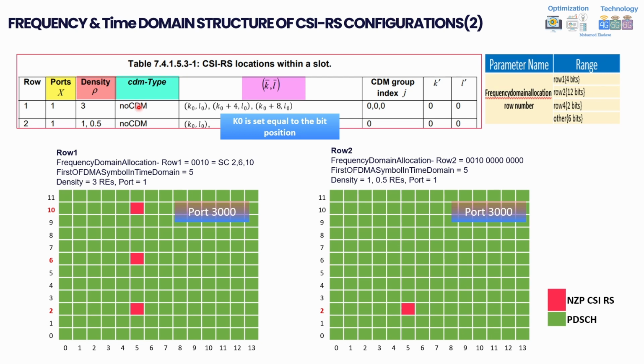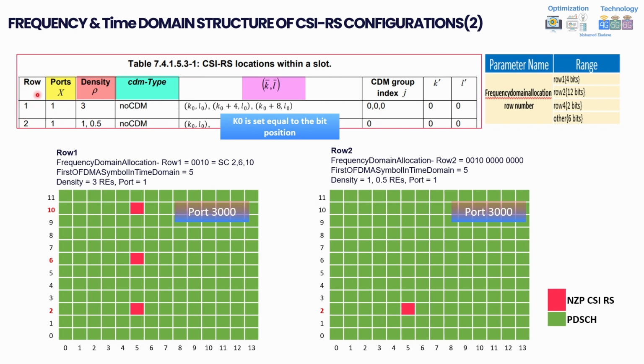So for example, here I'm giving examples for the first two rows, row 1 and row 2, and this is as per the 3GPP information. As you know, the number of ports, density and CDM type are transmitted, even the row number, as in the frequency domain allocation parameter. If it's saying row 1, it is explicitly mentioned, so the user will directly know all the information, for example, the CDM type and the density and so on. Row 1 here shows different information. Let's go through it and explain it.